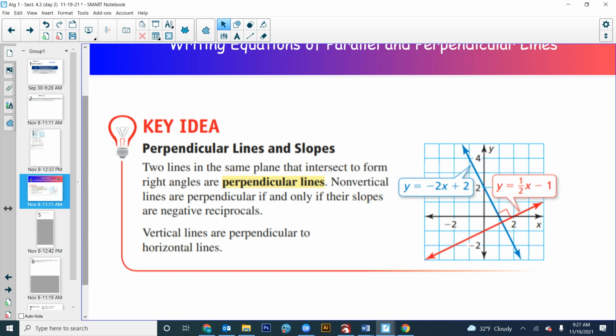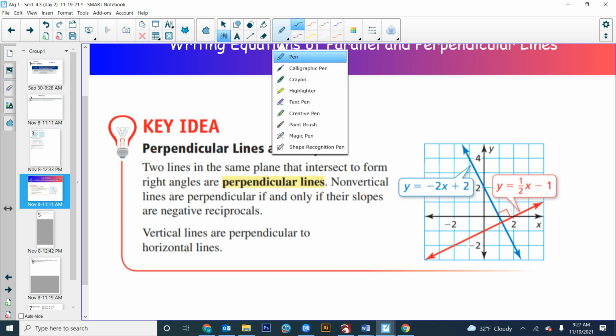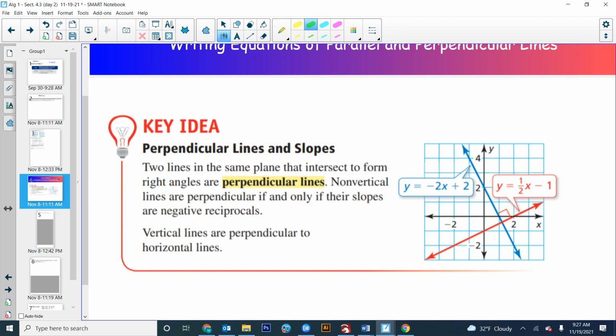First of all, perpendicular lines. Now, we're going to talk about their slopes, though. Now, the main thing you need to remember about this lesson, a couple things. One of them is that perpendicular lines are perpendicular if and only if their slopes are negative reciprocals. I say opposite reciprocals. Opposite reciprocals. Do you know those words? Be honest with me.